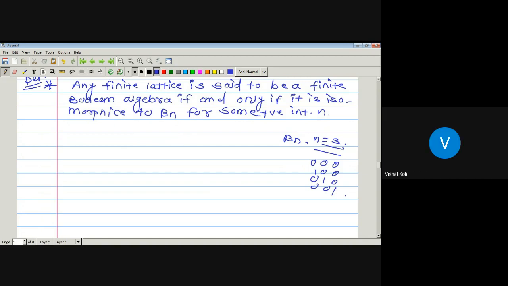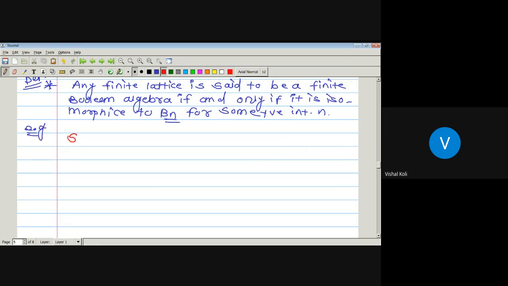Okay. So any finite lattice is said to be a finite Boolean algebra if and only if it is isomorphic to this Bn for some positive integer n. If I have to check whether a given lattice is a finite Boolean algebra or not, just check whether it is isomorphic to some Bn. If it is, then the corresponding finite lattice is a finite Boolean algebra, otherwise it is not a finite Boolean algebra. Okay, let us take one example.